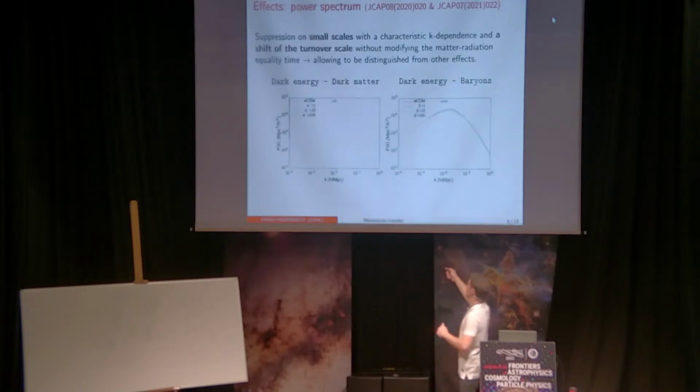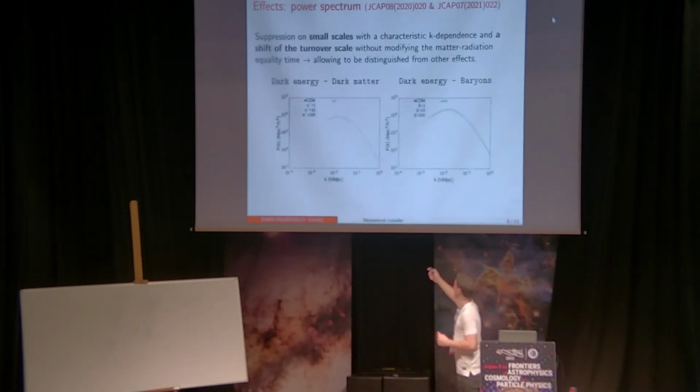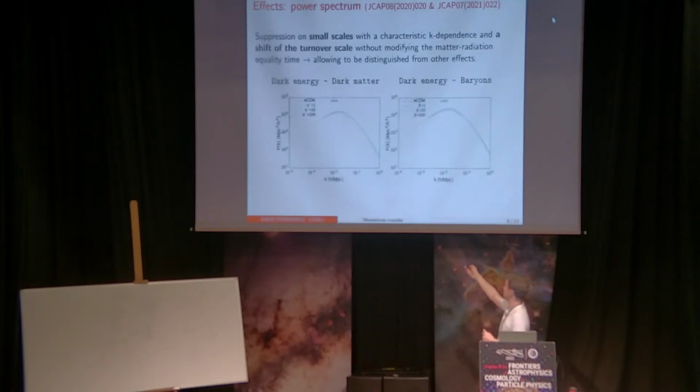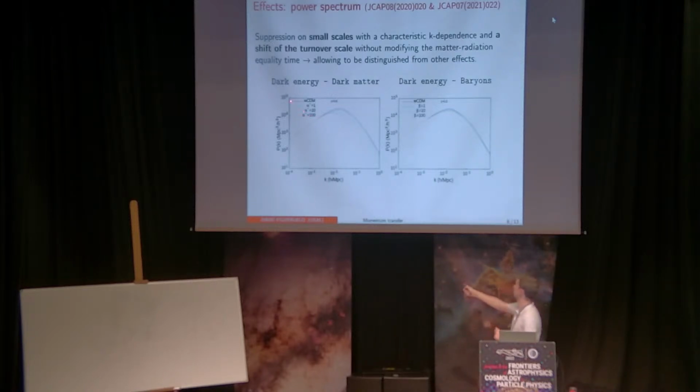So the main effects are, for example, in the power spectrum: with redshift, you have a suppression in the power spectrum, depending on the value of this alpha that I showed you before. This is for the case of dark energy interacting with dark matter. This is for the case of dark energy and baryons. And very, very important, the shift of the peak of the power spectrum.